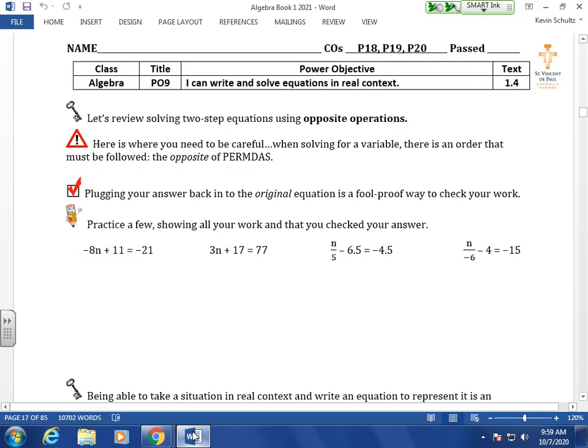Hello and good day. We're in Algebra, starting Unit 2 right off the bat with a power objective, PO9, which is writing and solving equations in real context. And this does dip into pre-algebra.